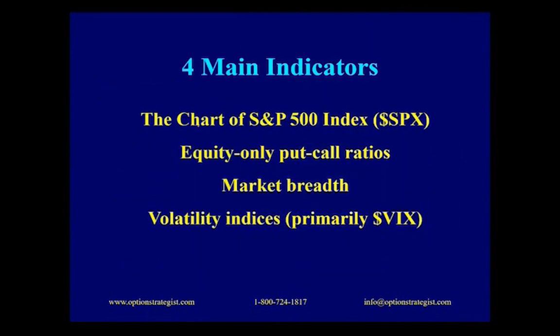So let's get to the heart of it here. There's four main indicators that I use. We'll go into these in some amount of depth. Obviously, the chart of the S&P 500 is the most important thing, really. If you have indicators that are telling you something different and the chart's trending the other way, the chart is king. We also look at equity-only put-call ratios, look at market breadth, and we look at volatility, primarily VIX, but some other things concerning VIX as well.